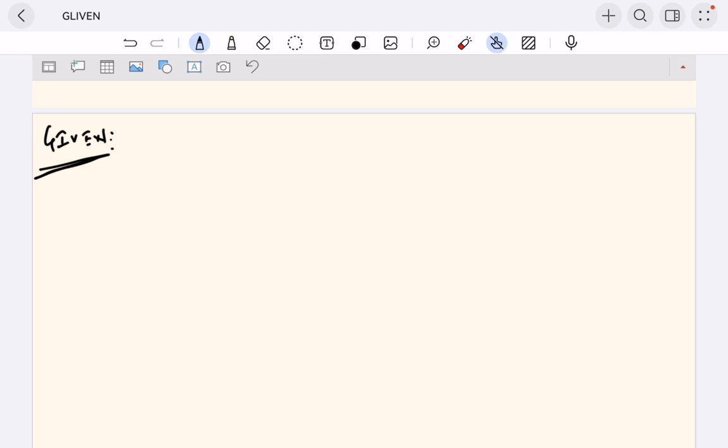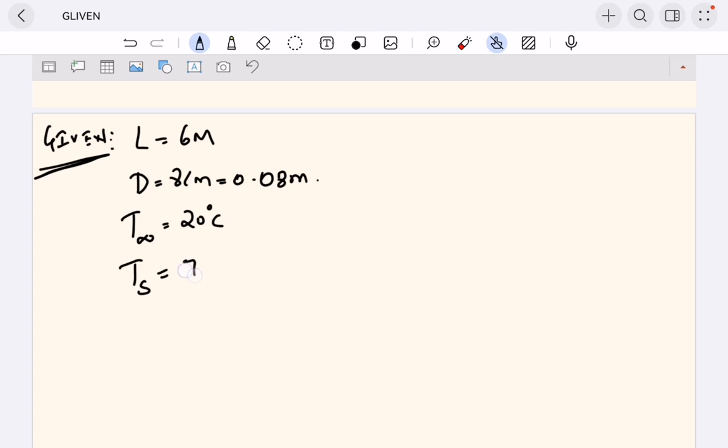The given data includes the length of the pipe, right? The length of the pipe is how much? 6 meters. The diameter is 8 centimeters, that is 0.08 meter. Then we have room temperature T infinity, which is at 20 degrees Celsius. The outer surface temperature Ts is at 70 degrees Celsius, and we need to determine the rate of heat loss Q.